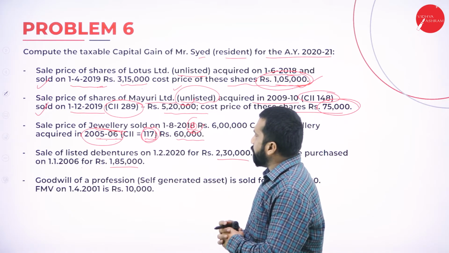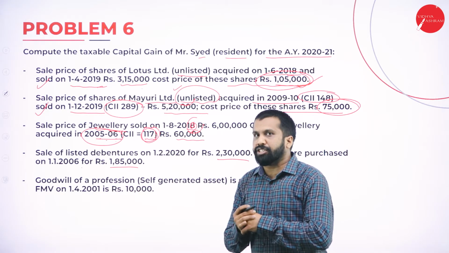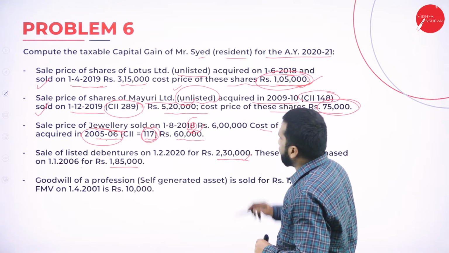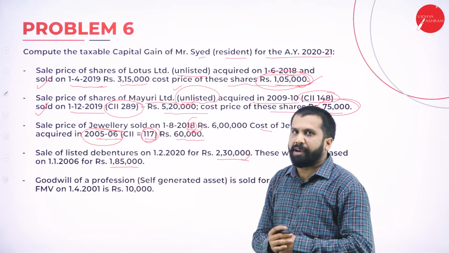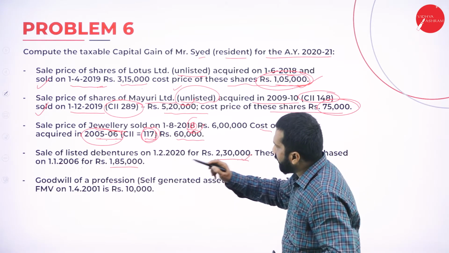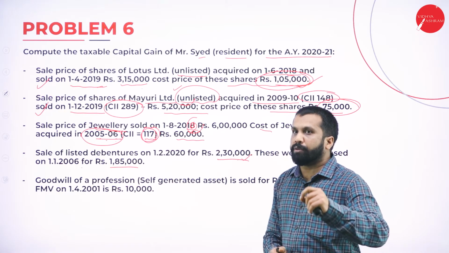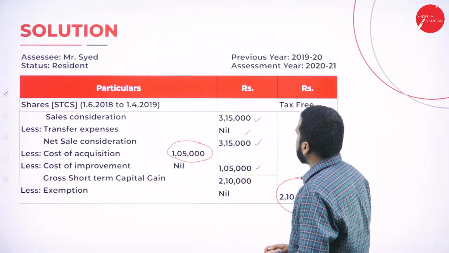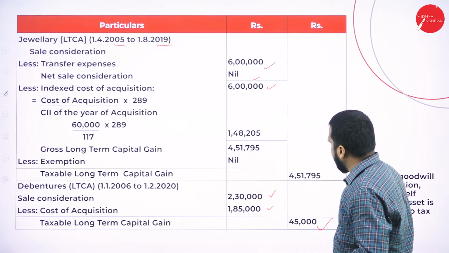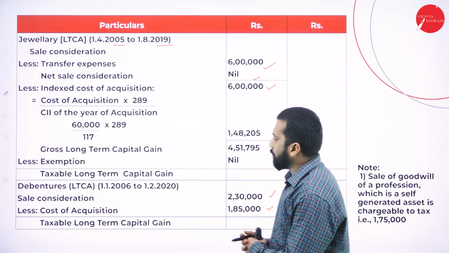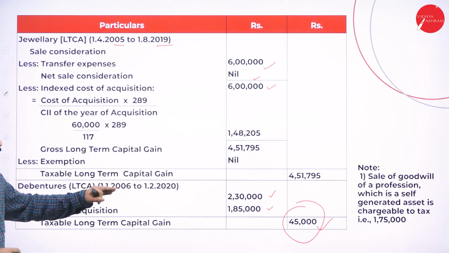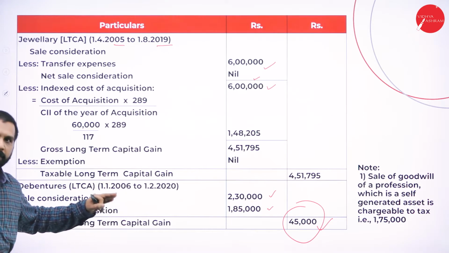Now, if you can't calculate indexation, then what do we have to do? Simple calculation. 2,30,000 minus 1,85,000. You have to go for final. 2,30,000 minus 1,85,000. Your answer is 45,000. That will be considered as your gain. Hope you are clear. Yes.